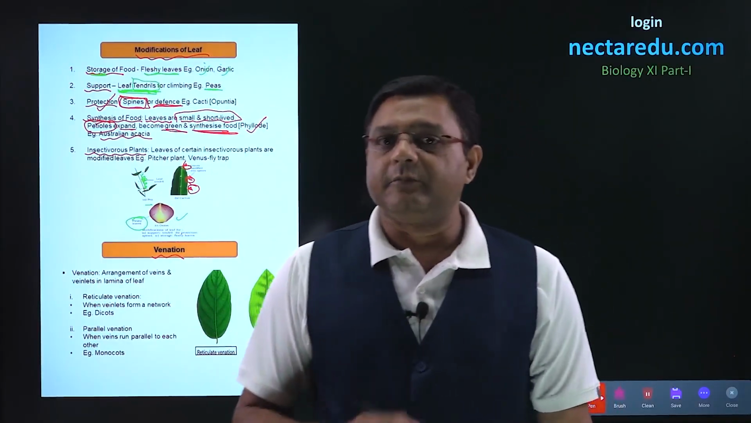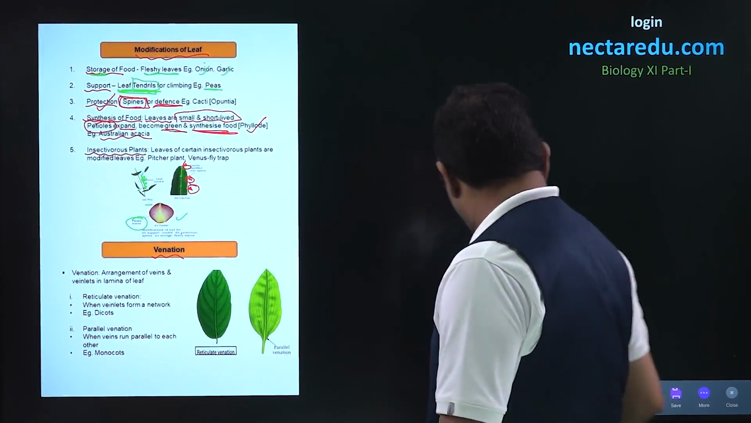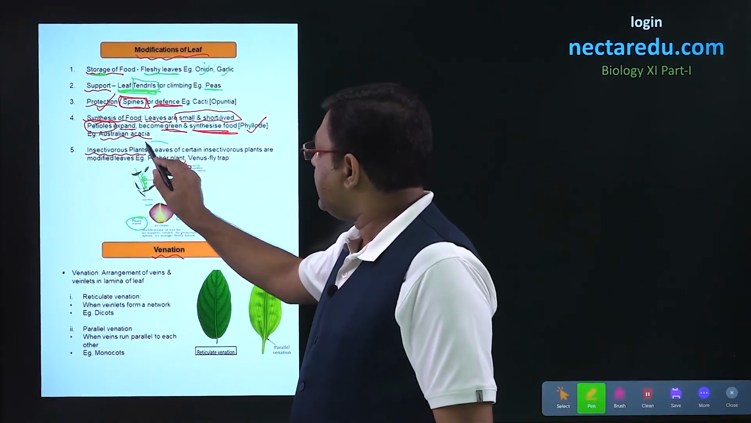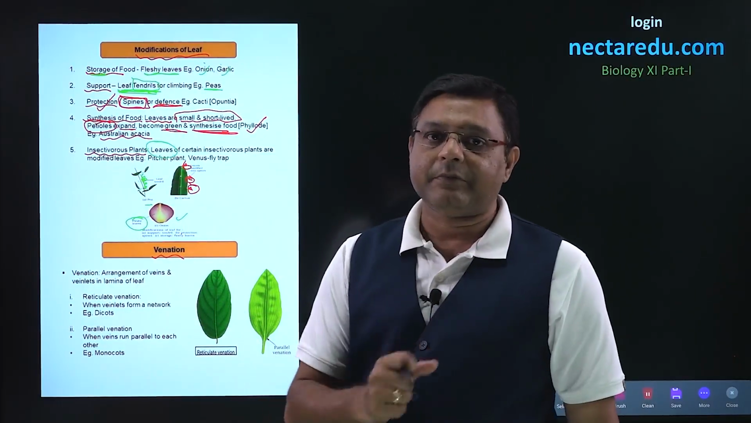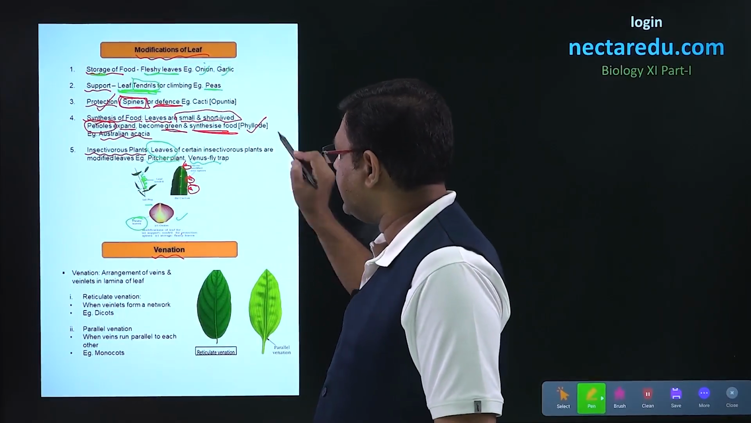Coming to the last modification of leaf, these are insectivorous plants. Now, in the case of insectivorous plants, it will be the leaves of these plants that will modify and they will trap the insects, and common examples are the pitcher plant and the Venus fly trap.